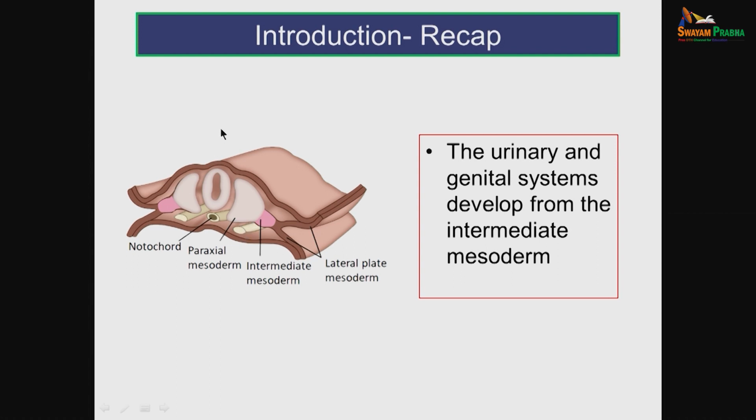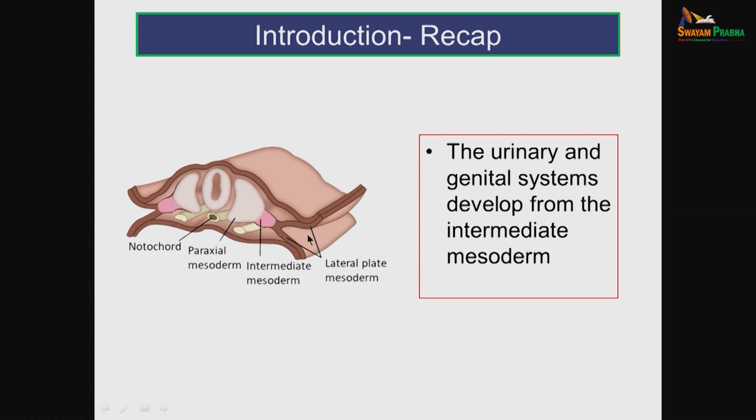Amniotic cavity will be present above and yolk sac will be present below. So, if you look at the intraembryonic mesoderm, this is divided into a paraxial mesoderm, which later on gets segmented to form somites. Then will be the intermediate mesoderm and lateral plate mesoderm. So, the 3 subdivisions of intraembryonic mesoderm are paraxial, intermediate mesoderm and lateral plate mesoderm.